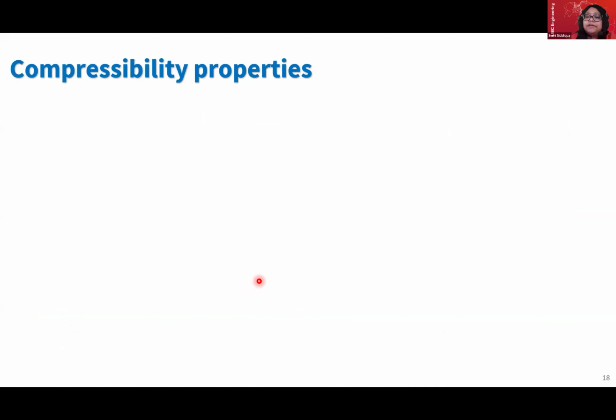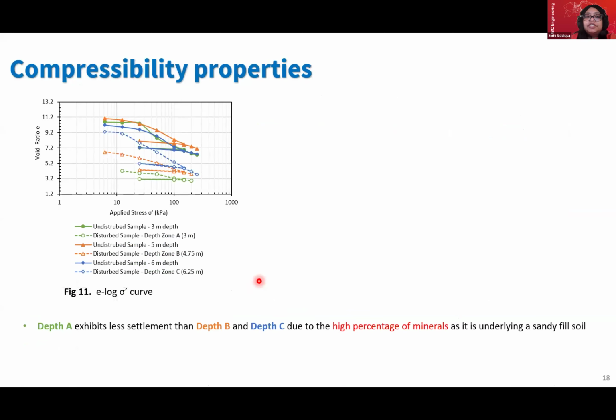Then we move on to our compressibility properties. We have looked into the e-log p' curve, so the void ratio and applied stress. We have data from all those depths, and we call them undisturbed samples, which are collected in tubes, and disturbed samples, which are dug from the site. So we have two different sets of data for the same depth, in total 6 sets of data with respect to void ratio and applied stress. Depth A exhibits less settlement than depth B and C due to the high percentage of minerals, as I just mentioned in the previous slide.